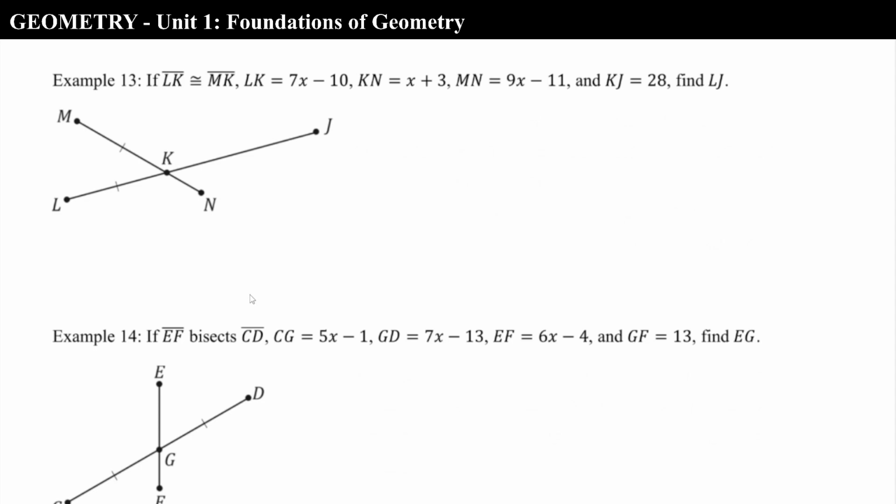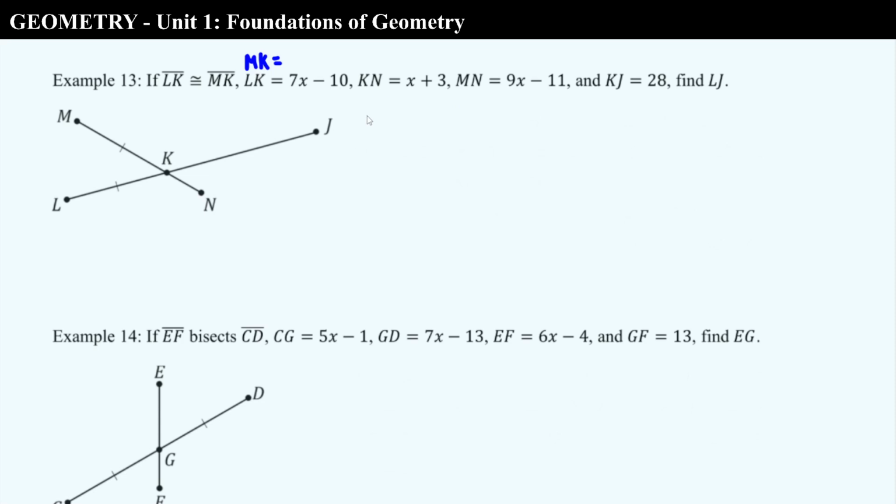So the segment addition postulate, because we know what MK is. Now, I know we don't explicitly have what MK is listed up here, but we know that MK and LK are congruent. So if LK is 7x minus 10, we can also say that MK is that as well. So we know what MK is, and we know what KN is, and we know what MN is. So we can use all of that to find out what x is.